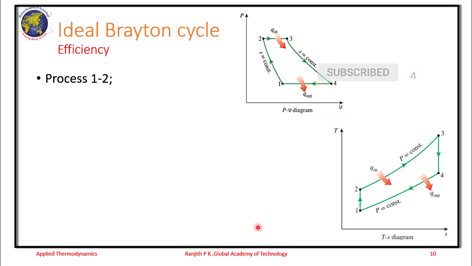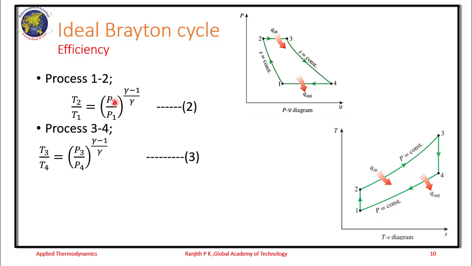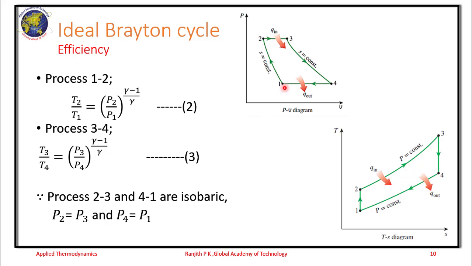We now take the process 1 to 2. The governing equation is T2 by T1 is equal to (P2 by P1) power (gamma minus 1) by gamma. So we are equating temperatures and pressures here. Similarly, for process 3 to 4, T3 by T4 is equal to (P3 by P4) power (gamma minus 1) by gamma. However, we observe that processes 2 to 3 and 4 to 1 are isobaric in nature, which means P2 equals P3 and P4 equals P1. So the pressures are the same.